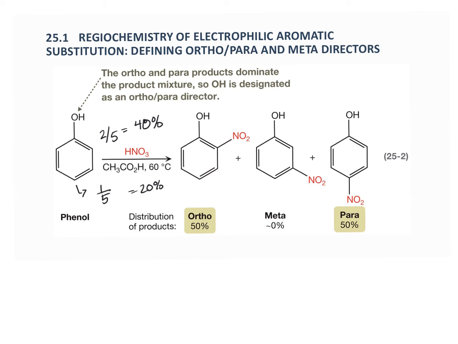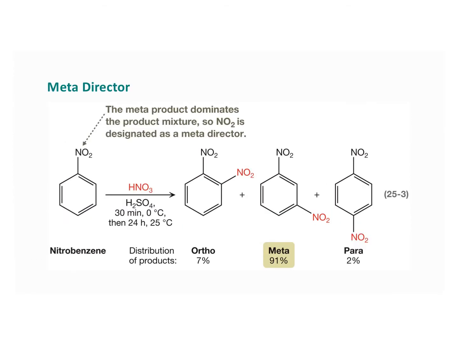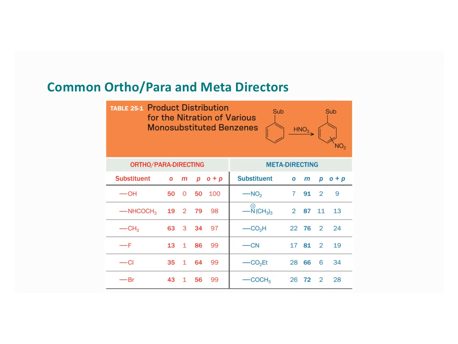Now, we can also have, as I mentioned before, meta directors. So when nitrobenzene undergoes nitration, m-nitrobenzene here, right, is the major product. And so because of this, the NO2 group here is referred to as a meta director. So we can look at this table and see a summary of the ortho-para directing substituents, which are shown here, and then the meta-directing substituents, which are shown here.